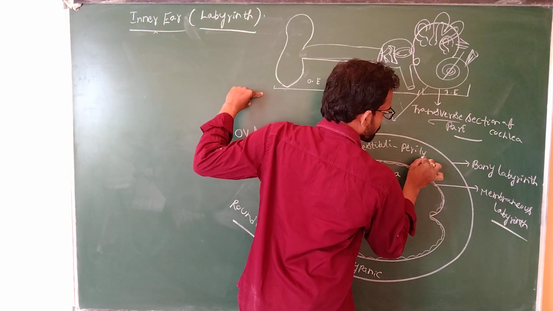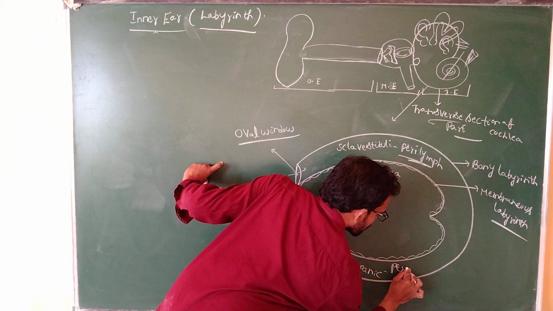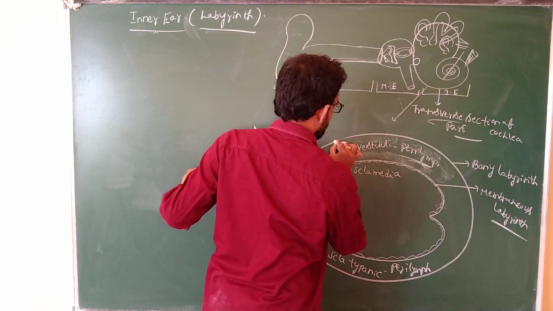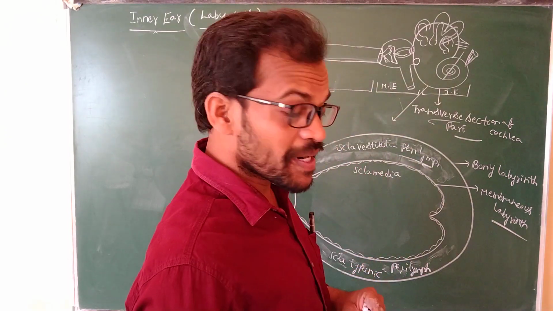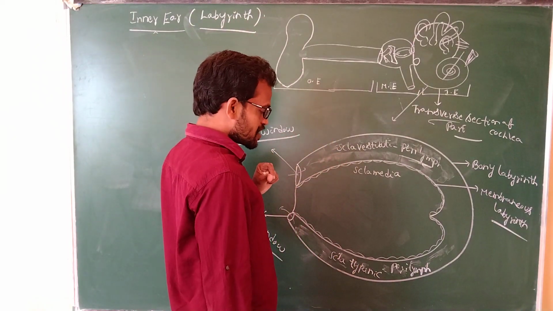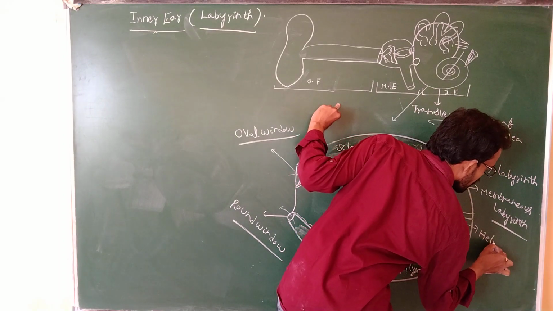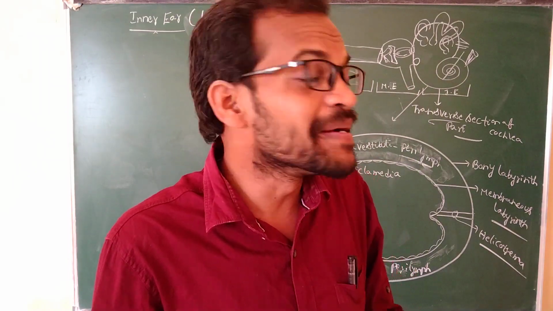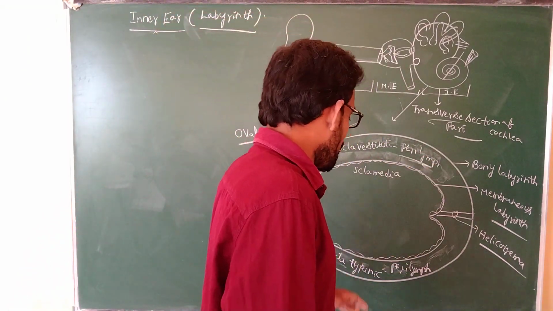They are filled with perilymph fluid. The scala vestibuli opens into the scala tympani through a small opening duct known as the helicotrema. The helicotrema is the opening located between the scala vestibuli and the scala tympani. With the help of the helicotrema, the scala vestibuli opens into the scala tympani.